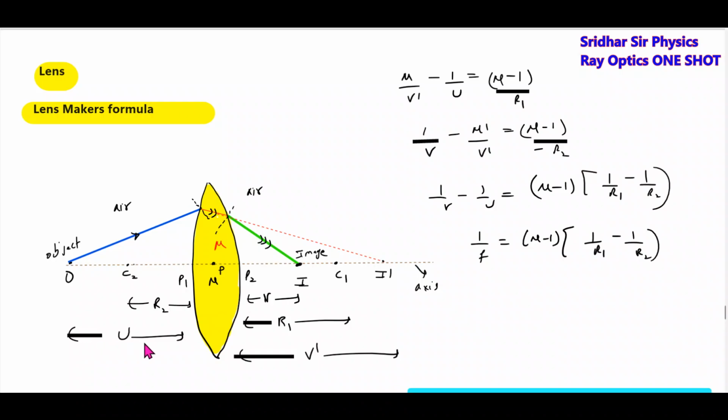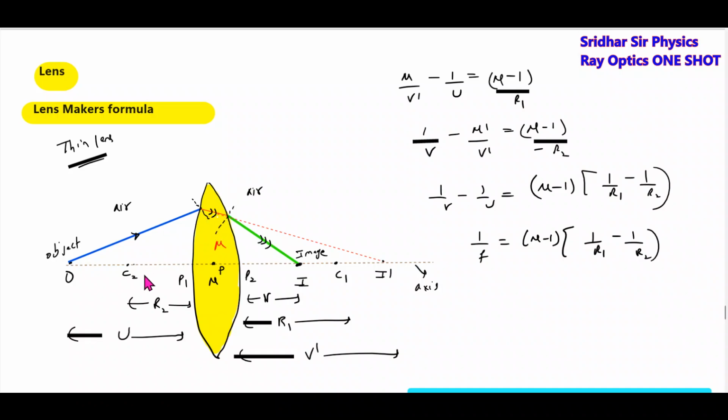The object distance will be indicated by U, the image distance as V. The radius of curvature of this will be R1. The radius of curvature of this will be R2. We are discussing everything for a thin lens, not a thick lens. Then for the formula, first we'll apply the refraction at the spherical surface at point P1. This will be the refracted ray present in the glass.